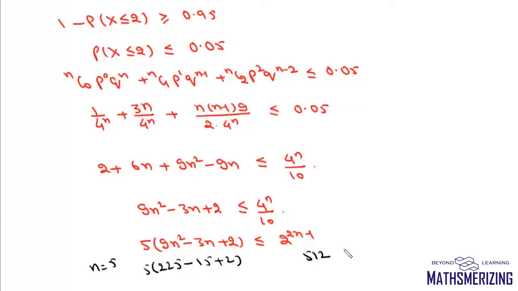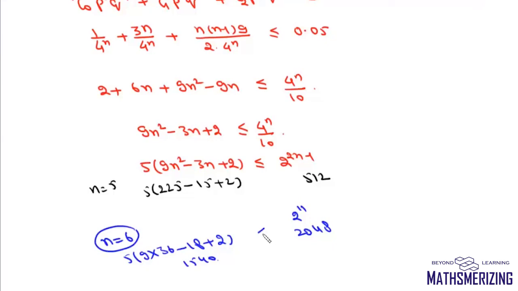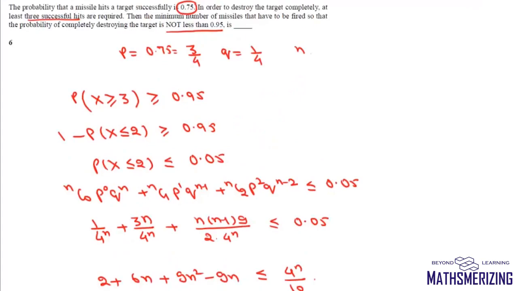Now if we look at n equals 6, for n equals 6, this value will be 2 to the power 11, and 2 to the power 11 is 2048, and here this value will be 5 into 9 into 36 minus 18 plus 2, and here the left hand side is 1540. So that means the smallest value of n for which the left hand side is less than the right hand side is 6. So the answer to this question is simply 6.